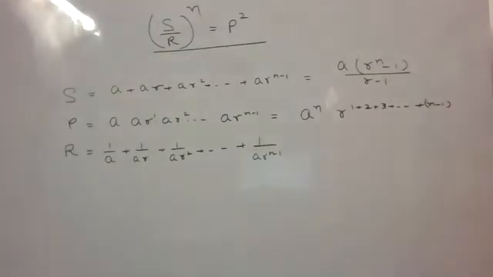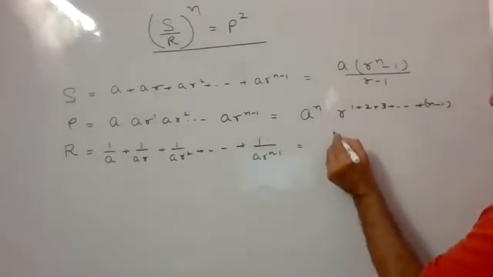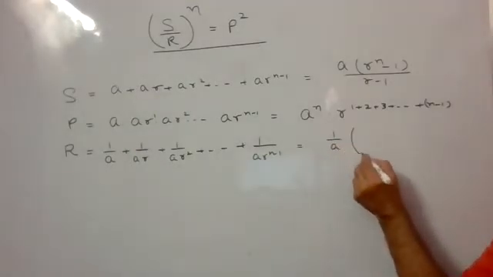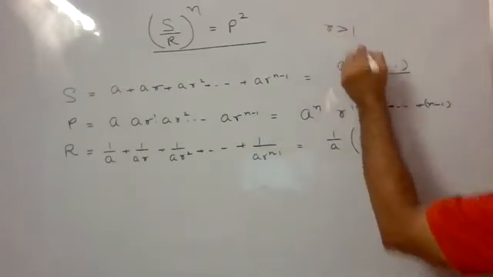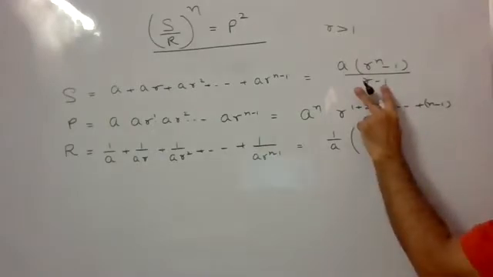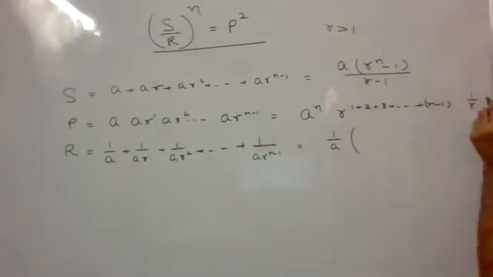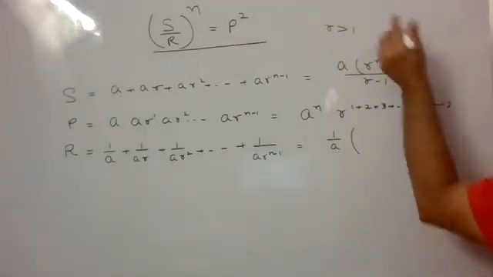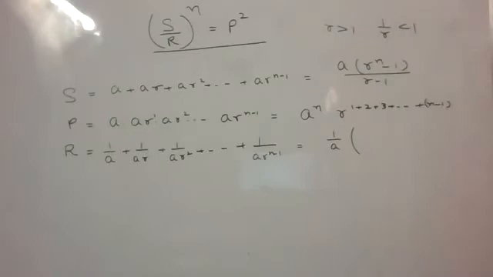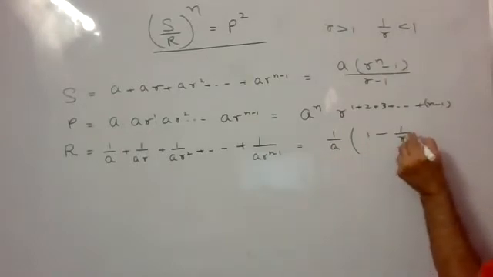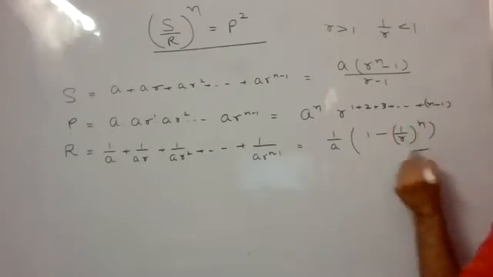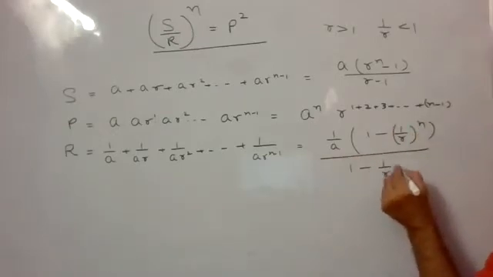It is another GP. What should I have in this case? A will be what? 1 by A, 1 minus... Keep in mind here, this is R you have taken greater than 1. ये वाला फॉर्मूला आपने यूज किया है, तो 1 by R आपका less than 1 हो जाएगा. Because R is greater than 1, so if you reciprocate it, it will come less than 1. इसका मतलब यहाँ वाला फॉर्मूला बनेगा 1 minus 1 by R whole power n whole divided by 1 minus 1 by R.